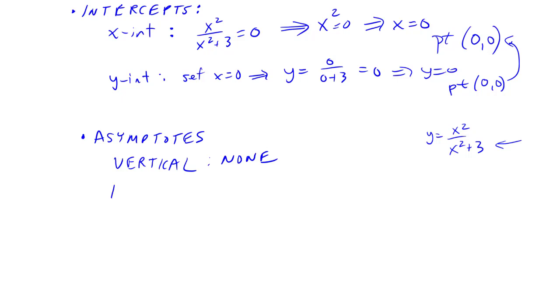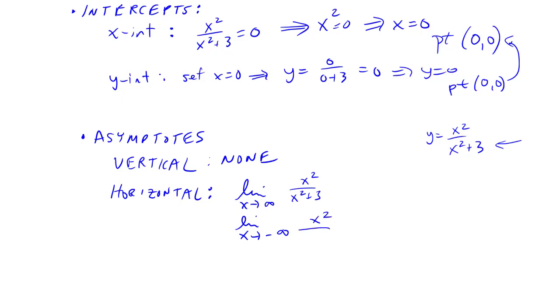Okay, horizontal. That's where we'd want to take the limit as x approaches infinity and the limit as x approaches negative infinity of this function, x squared over x squared plus 3. Now often those will be the same, but I like to do them separately in case they are different, which can certainly happen.